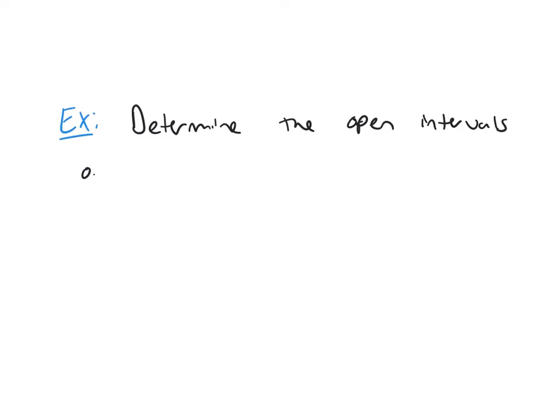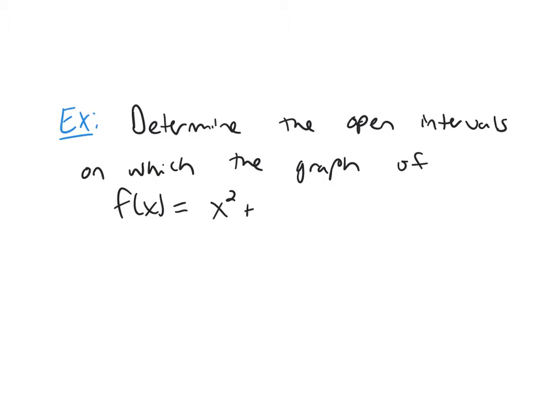So let's look at one more of these concavity problems. So let's look at this example. Determine the open intervals on which the graph of the function f of x, which will be x squared plus 1 over x squared minus 4, is concave up or concave down.